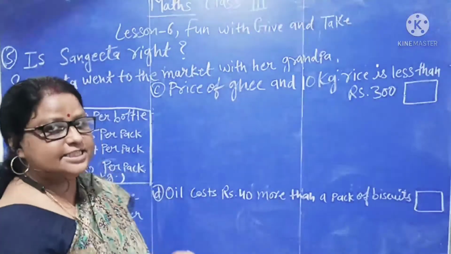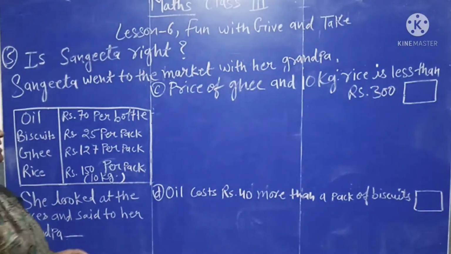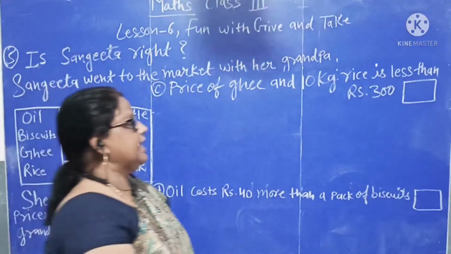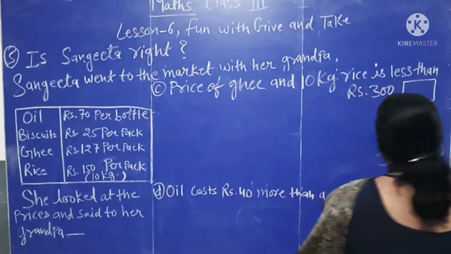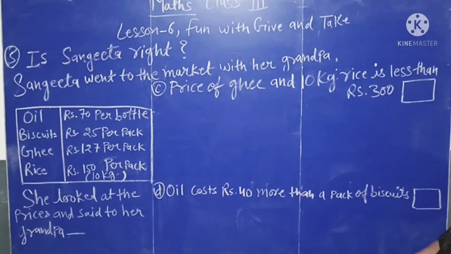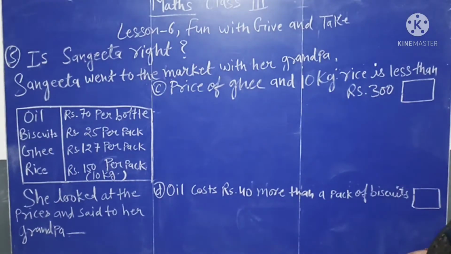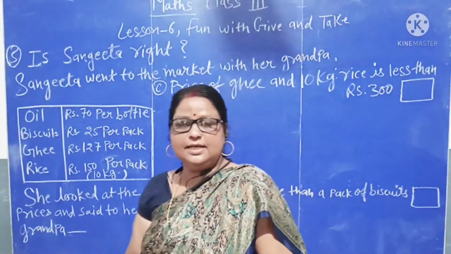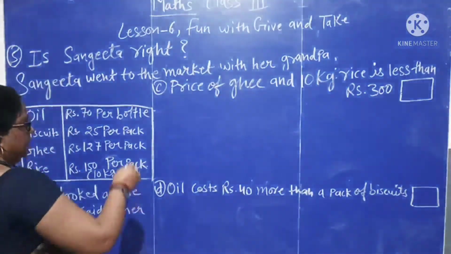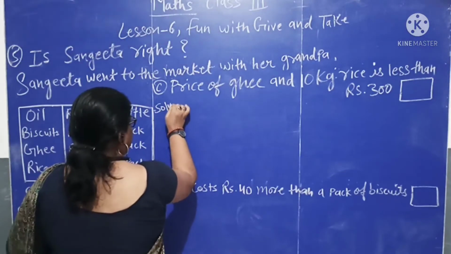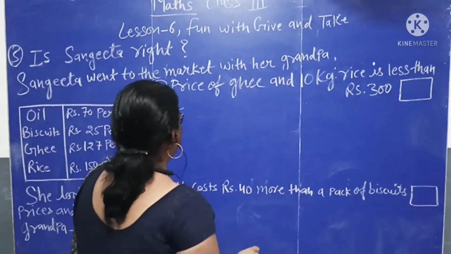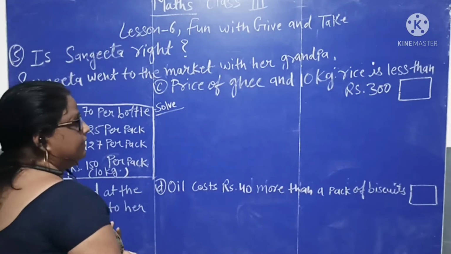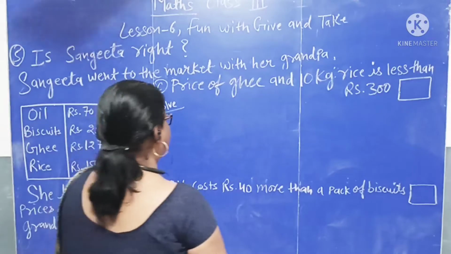Let's check the next statement of Sangeeta. What is the next statement? Statement C. Price of ghee and 10 kg rice is less than rupees 300. She said this to her grandpa. Let's check if Sangeeta is right or wrong. We have to find the cost of ghee and 10 kg rice altogether.